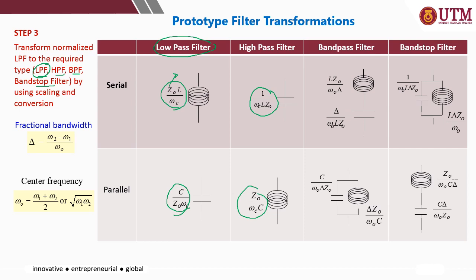If you refer to the band pass and band stop, there's a delta here. That basically represents the fractional bandwidth, which you can calculate by using the higher frequency minus the lower frequency at the passband area at the minus 3 dB point, divided by omega naught. Omega naught is the frequency of interest, or basically the center frequency of the system. So omega naught, the center frequency, equals the higher omega plus the lower omega divided by 2, or you can also use this equation.